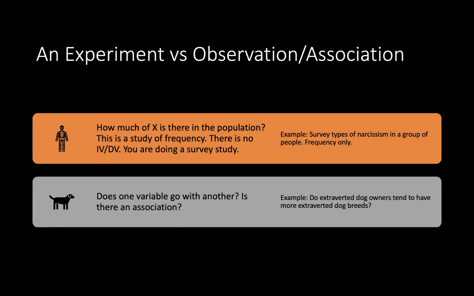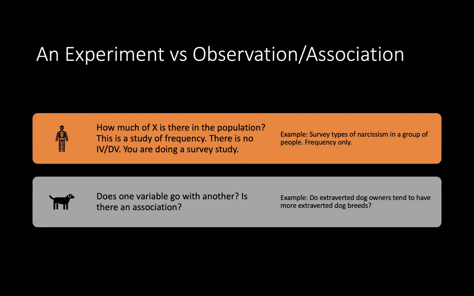So just some review: an experiment versus an observation. When you want to know how much something exists in a population, that's a study of frequency. There is no independent variable. There's no dependent variable. You're just doing a survey study, a frequency study. So for example, if you want to say what kinds of narcissism exist in this particular population, then you're looking only at frequency. Let's pretend you're saying, what kinds of narcissism exist in a population of college professors?